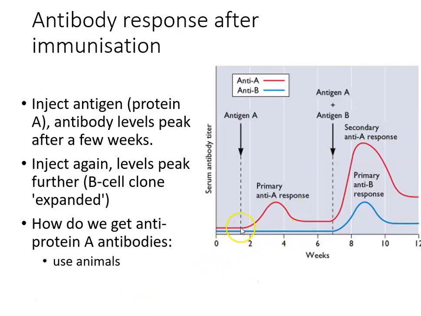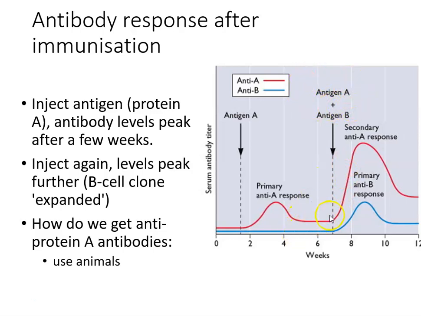This takes a couple of weeks to rise, because we've got to have that antigen A or protein A in the blood or in the tissues. That will activate a B cell population that just happens to make antibodies to protein A. They will proliferate, they will secrete lots of antibody, and we will detect it in blood, and that will peak a few weeks later. Then the levels of anti-protein A will decrease until the organism gets challenged with protein A again.